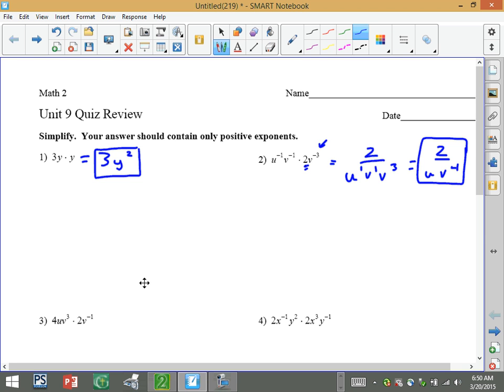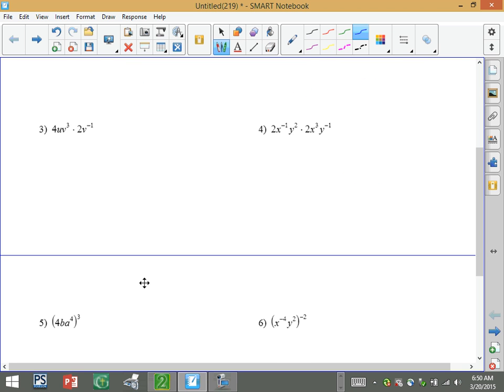The next problem, you have that 4 times 2, so you can go ahead and combine those values. You have a u, a v to the third in the numerator, and then you have v to the first in the denominator. And so if you cancel v's, you're left with 2 v's in the top, nothing in the bottom. So we'll just leave it as is.